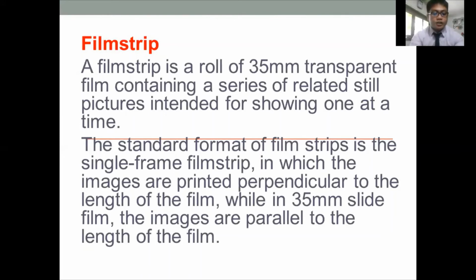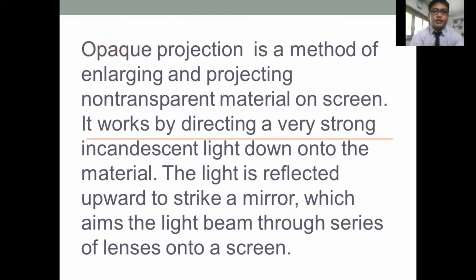This projector has no audio accompaniment. Narrative information is presented at the bottom of each frame or is recorded separately. As slides can be made by the teacher and students, film strips are better suited to mass production and distribution. Another one is opaque. Opaque projection is a method of enlarging and projecting non-transparent material on a screen.